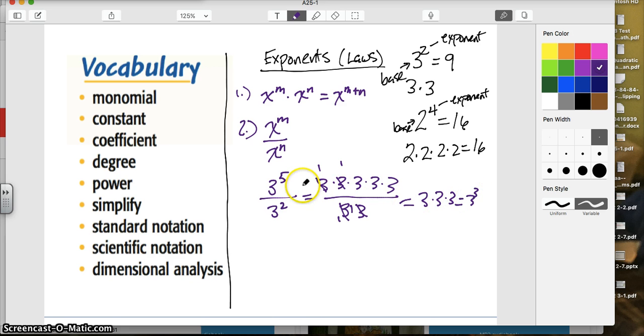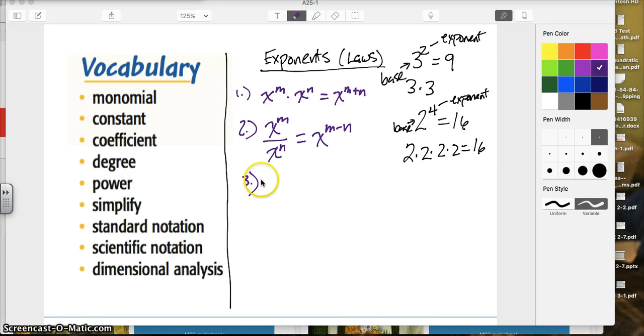So the question stands, how could I have gotten this exponent of 3 from the numbers 5 and 2? Hopefully you see that 5 minus 2 is 3. And we get that the rule should be x to the m divided by x to the n is x to the m minus n. All right, so let's take a look at the next rule.